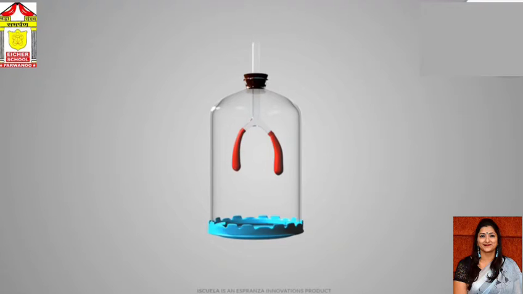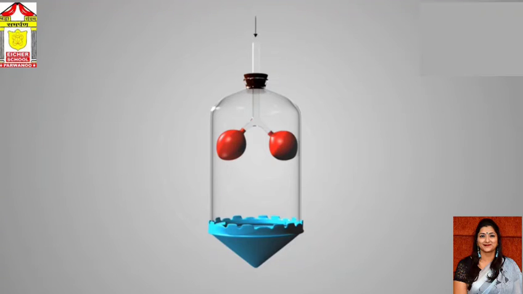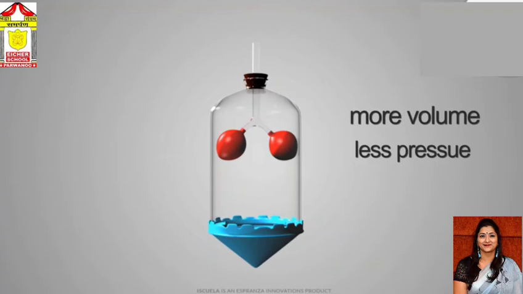Yes, you will observe that when we pull the rubber sheet downwards, the balloons inflate. This means that when the rubber sheet is pulled down, it increases the area of the plastic bottle and the air pressure inside the bottle reduces as compared to outside the bottle. As a result, air from outside rushes in and inflates the balloon.